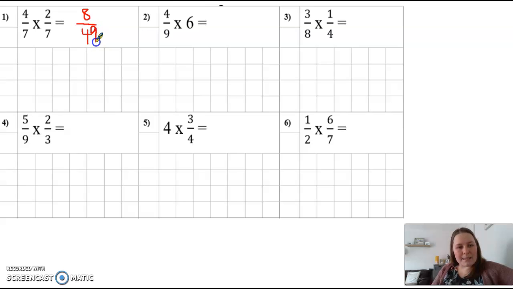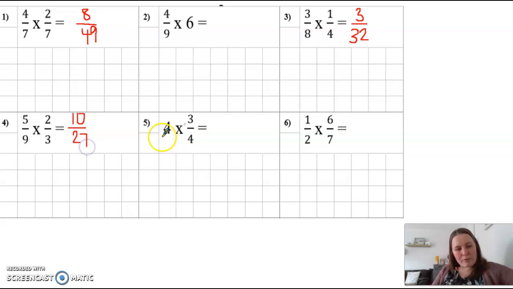As I said, I'm going to skip number 2 and come back to it. Number 3, 3 times 1 is 3, and 8 times 4 is 32. This one here, same again. 5 times 2, said the answer in the question then. 5 times 2 is 10, and 9 times 3 is 27.